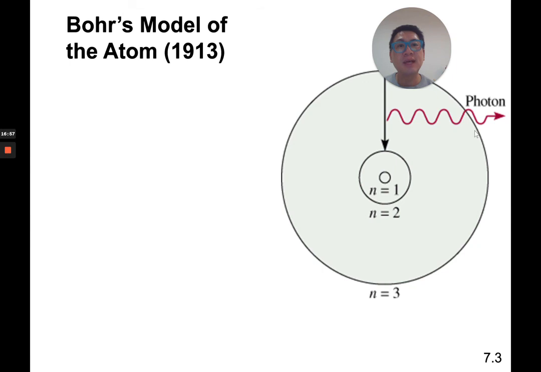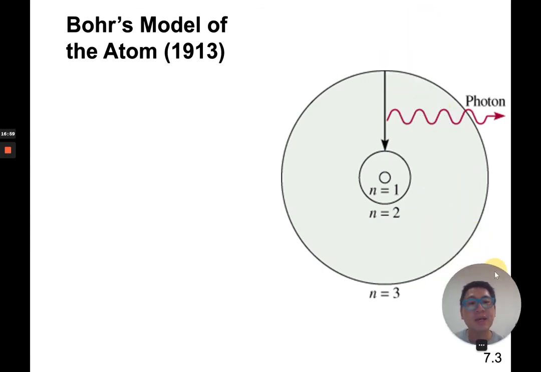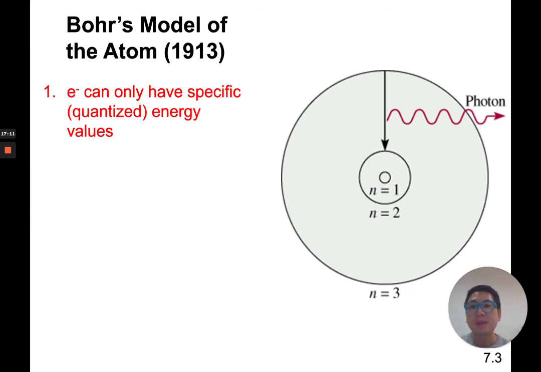Bohr's model of the atom. This is the model of the atom that you learned in middle school. The center would be the nucleus, surrounded by shells of electrons. A photon is given off. We'll get to why. Bohr's model of the atom, 1913. He said that you have the nucleus in the center, and you have different levels of electrons.